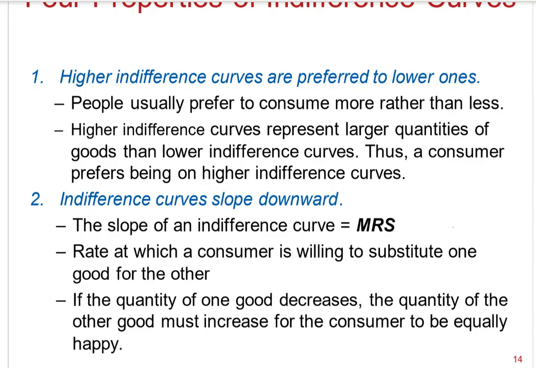The next property is that indifference curves slope downwards. This leads us back to the marginal rate of substitution, or the slope of the indifference curve. This has important implications. We know that to gain more of something, we have to sacrifice some goods. So that downward slope reflects that idea.